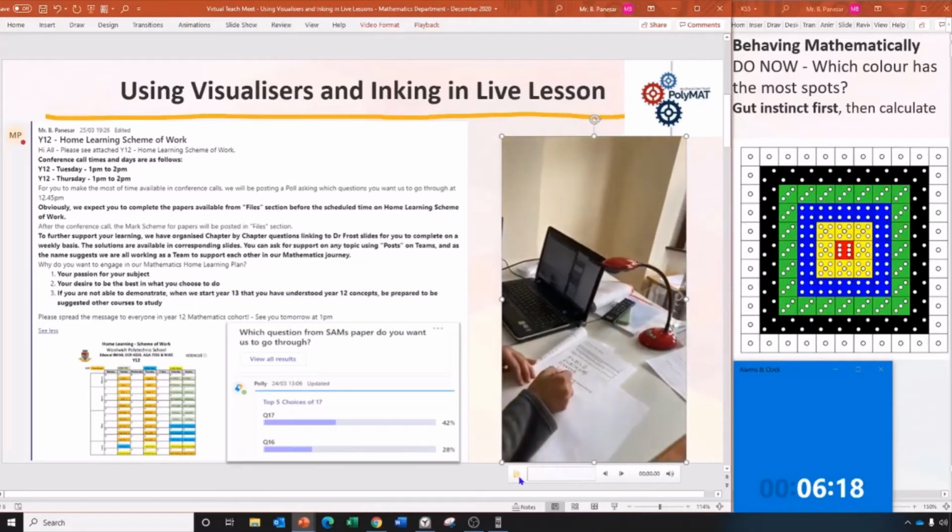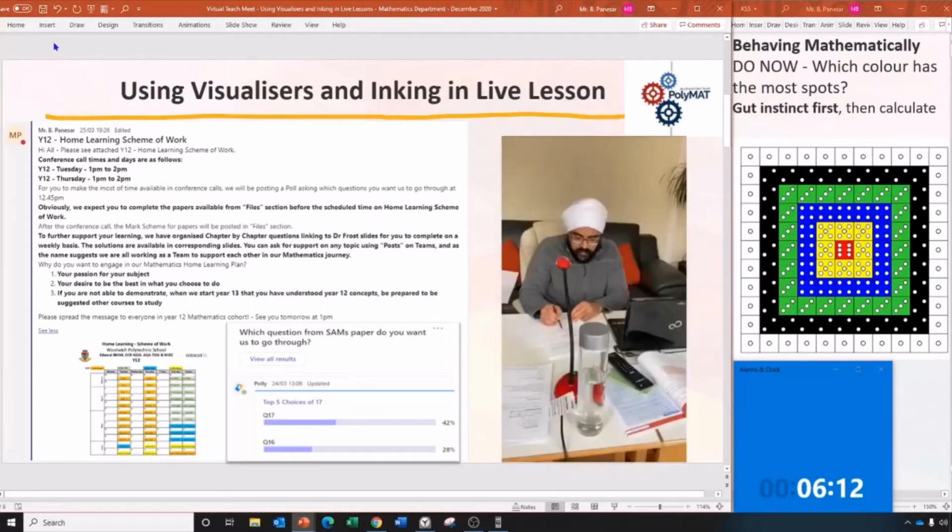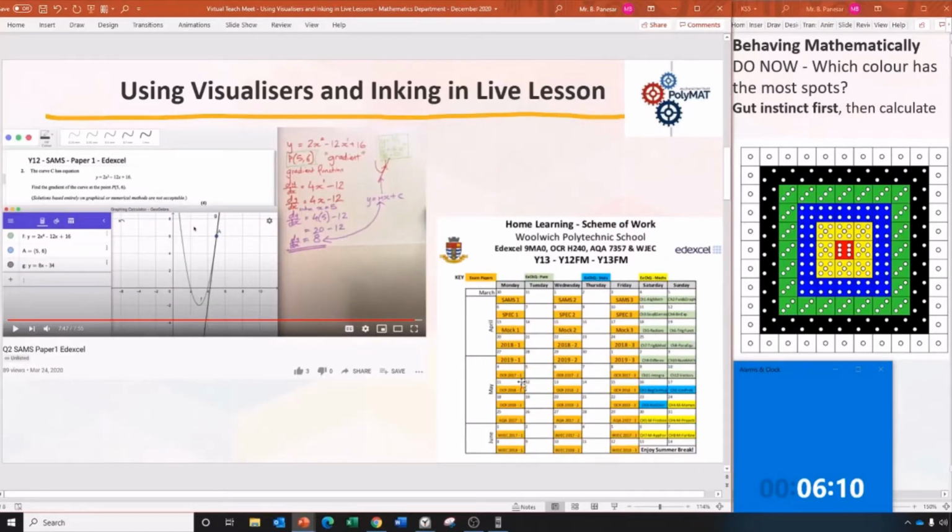Okay? We use the poll function in Microsoft Teams to interact with students and decide on which questions to cover with them. This is what we shared with the Year 13 students from March onwards. And here you can see what students were able to view from our visualizer as I was going through this question, and I used GeoGebra to represent graphically what the question is asking students to do.